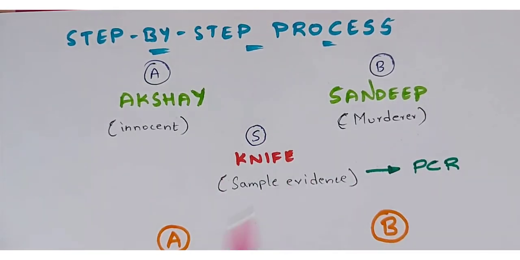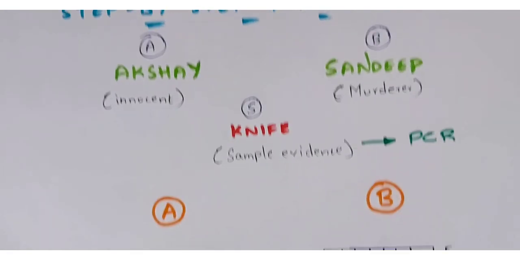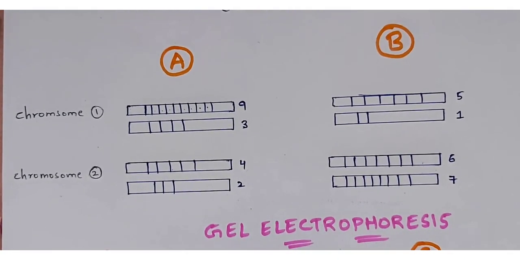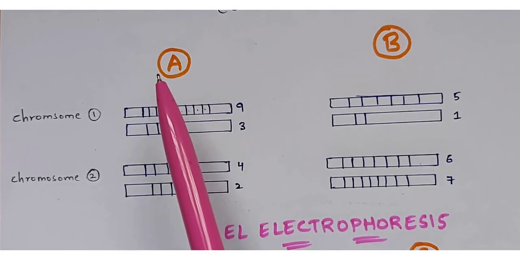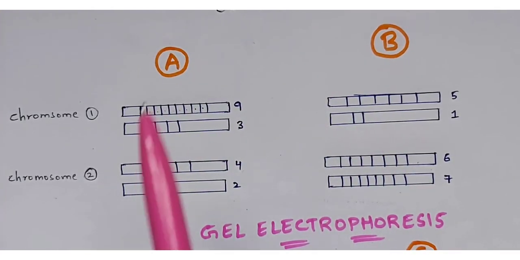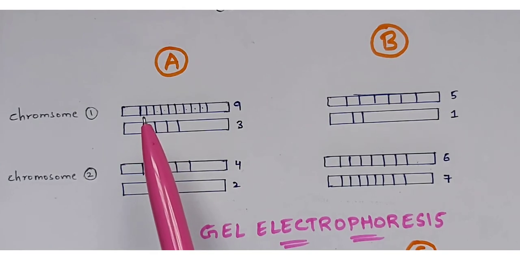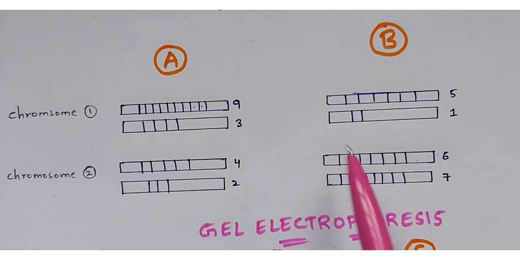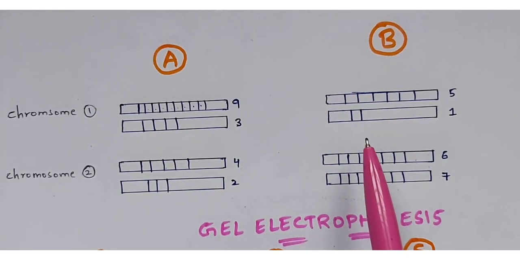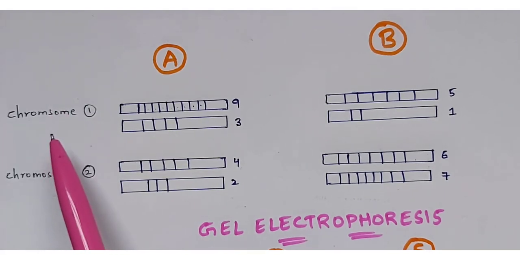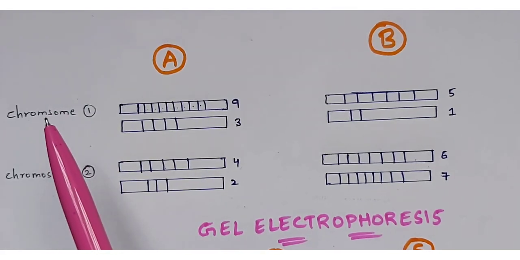Okay, so now I hope this case study has been clear for you. Now let us enter into the process, how the process will be done. Here we have two individuals, A individual as well as B individual. Now we are going to isolate the DNA sample from Akshay. This is the DNA sample from Akshay, and this is the DNA sample from Sandeep. Now what you're going to do is that there will be 23 pairs of chromosomes in each and every human being.